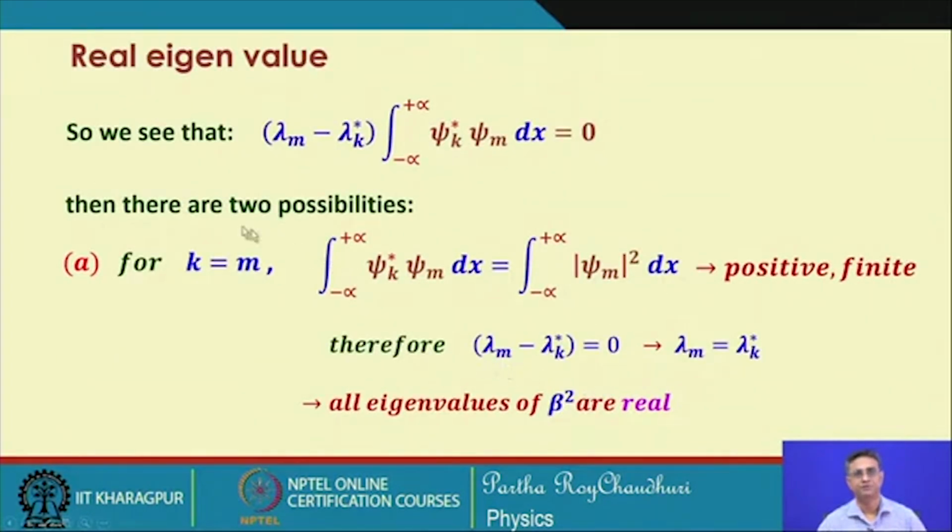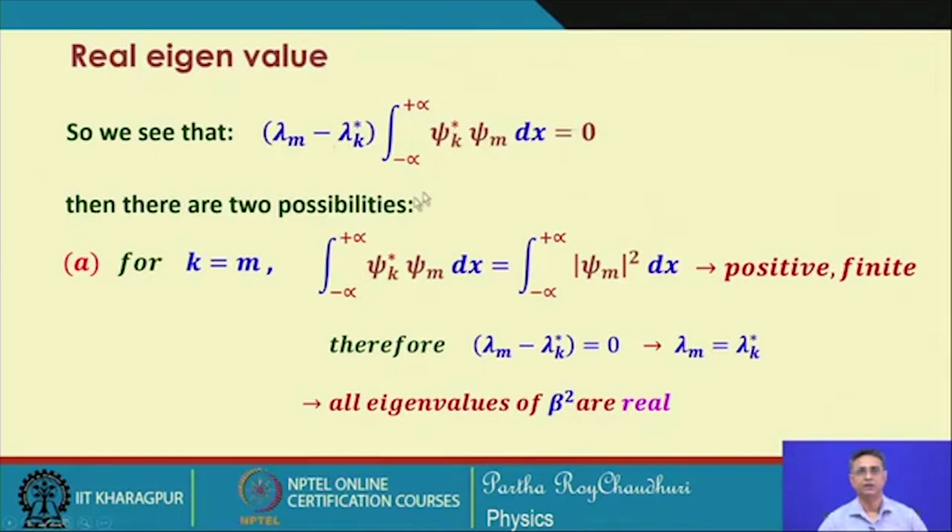along the slab. So, we see that this quantity, lambda m minus lambda k star, times the integration from minus infinity to plus infinity of psi k star psi m dx equal to 0, is a very well known form of this integral.